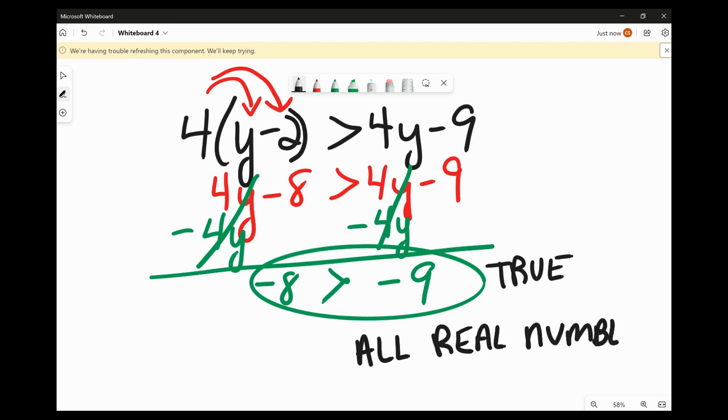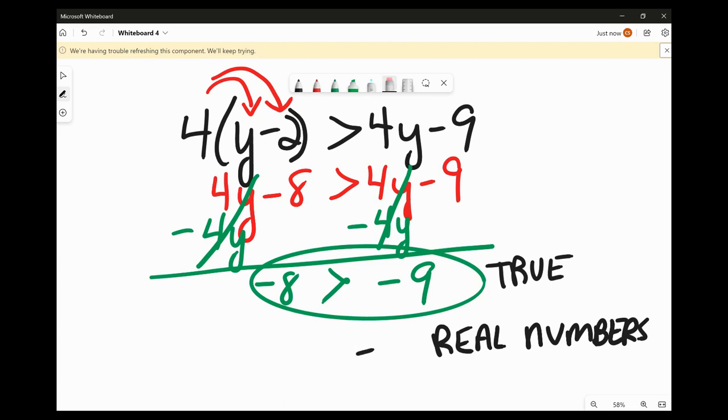Notice there's no variable left. When there's no variable left and we just have numbers, we have to look at whether it's a true statement. If it's a true statement, that tells me that any number I plug in for y will always work no matter what. So the answer would be all real numbers.